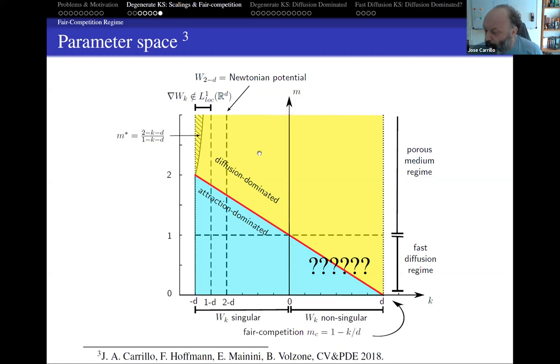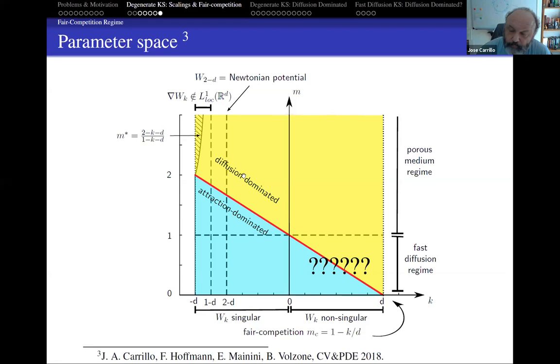Now I want to discuss a little bit about the diffusion dominated case. And then what I want to go further today and give you some ideas of the results we have obtained is to go in the direction of K positive, which corresponds to M by the relation 1 minus K over D. If we follow that red line, it will go into the fast diffusion regime. So I want to discuss this part of the quadrant later on.